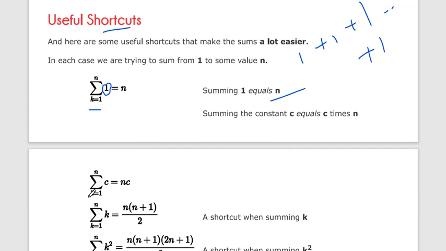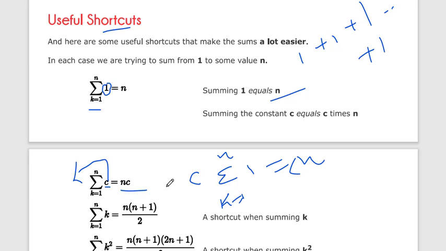Now second, k is equal to 1 to n, here c is our constant. We can take c out. So it will become c times sigma k is equal to 1 to n of 1. We all know that will become n, and here c is there, so it is nc.